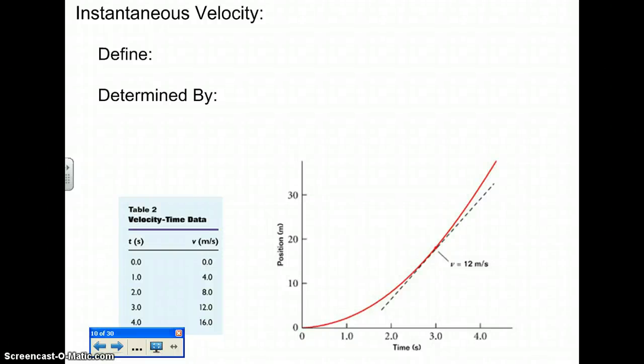So this is Kinematics Part 2, still dealing with 1D motion. Now we're going to look at instantaneous velocity. Instantaneous velocity, very basically, is a specific point along that traveling. You're going to determine it by drawing a line tangent to the slope.